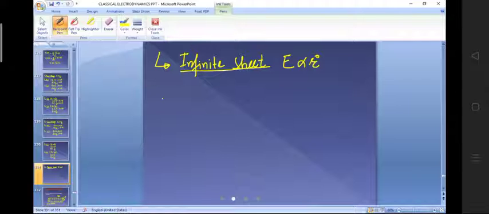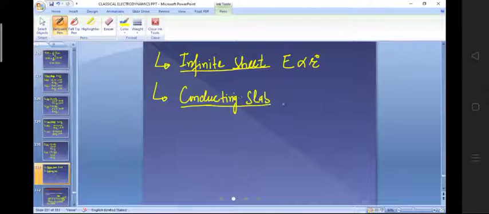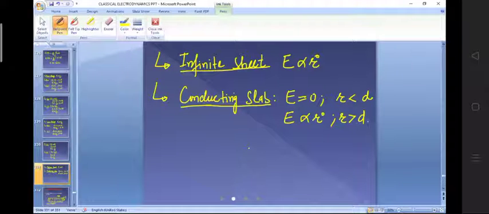Fine. Then there is one more thing, and that is called a conducting slab. If there is an infinitely large conducting slab, obviously the charge will reside only on the surface. Inside, the charge will be equal to 0, so the electrostatic field will be equal to 0 when the distance small r is less than d, the thickness. Later on, we'll be doing examples on this. Outside, the electrostatic field is independent of R, proportional to R to the power 0, when small r is greater than d. We'll be doing examples on this conducting slab.